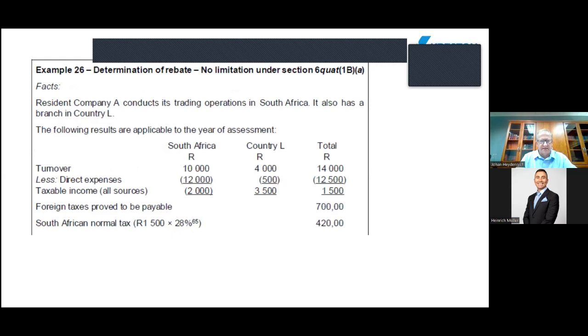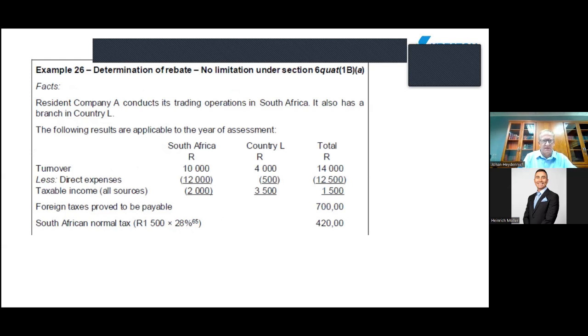Let's look at another example. Resident company A conducts its trading operations in South Africa. It also has a branch in country L. So the following results. In South Africa, you've got a 2,000 Rand loss. In country L, you've got a 3,500 Rand profit. So you've got 1,500 Rand in total. The foreign taxes is 700 Rand, but the South African taxes is only 1,500 Rand times 28%. All right. So you are paying the 420.